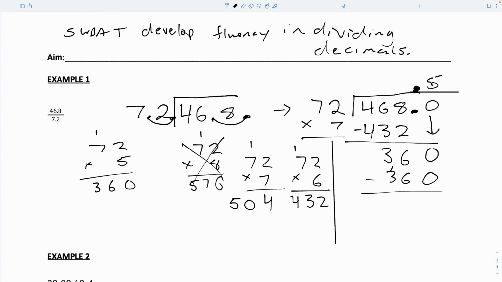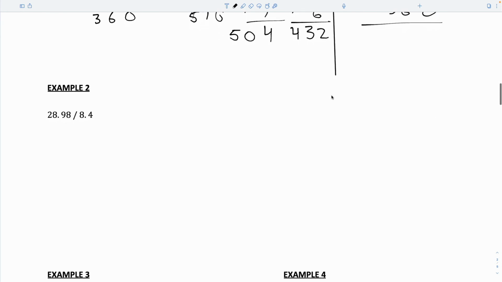What did I mess up? Ashlyn. Yes, my 6 multiplied to get into 468 right there. 6.5 is your answer. You can circle it. Okay, let's go to example 2.